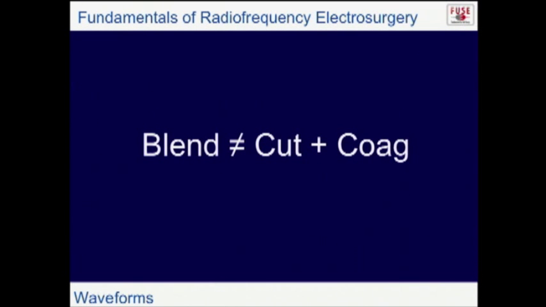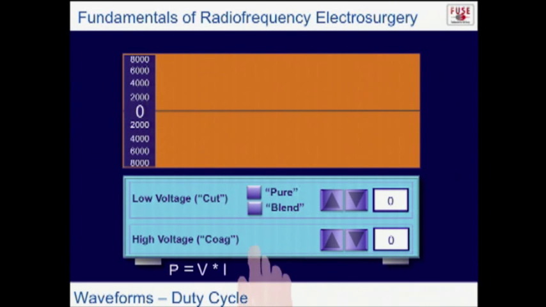What's blend? Many people think blend has something to do with dialing something on the coag side and something on the cut side. Not the case. All blend is a modulation of the so-called pure cut output. So if we set this at blend, dial it up to say 30 watts and turn it on, we see this modulated output. See the gaps? So there's no current there. If you think about it with the power equation that you see in the bottom, to keep the power the same, if we decrease the current, the voltage will increase. So blended currents at the same wattage output have higher voltage.